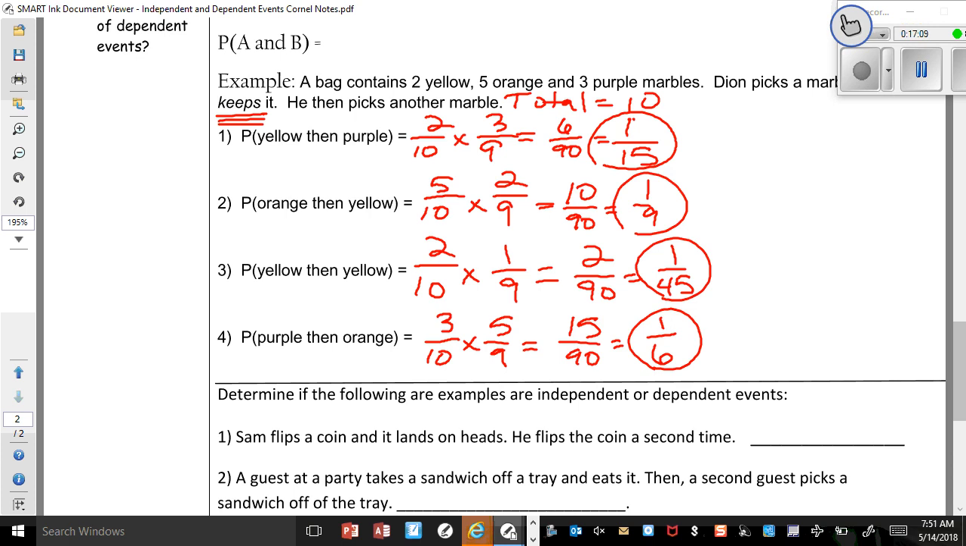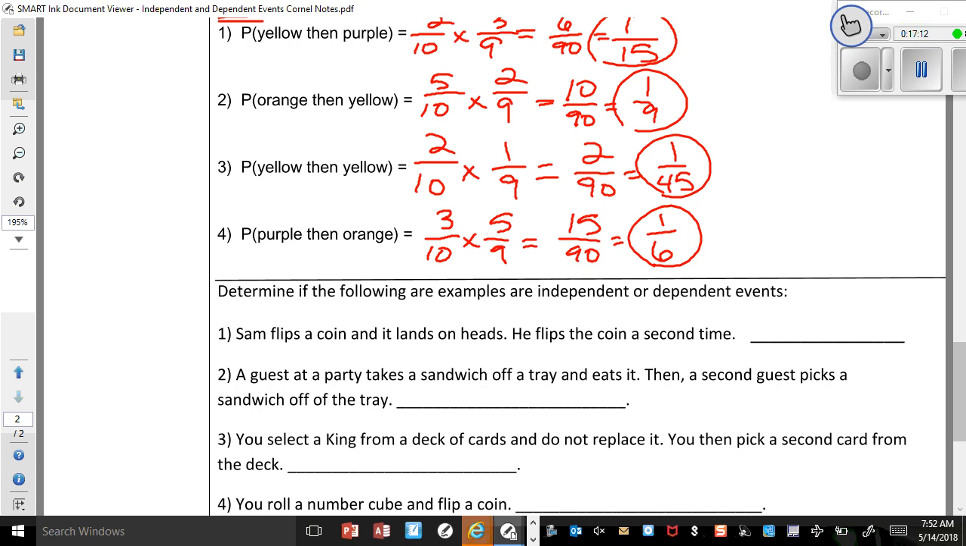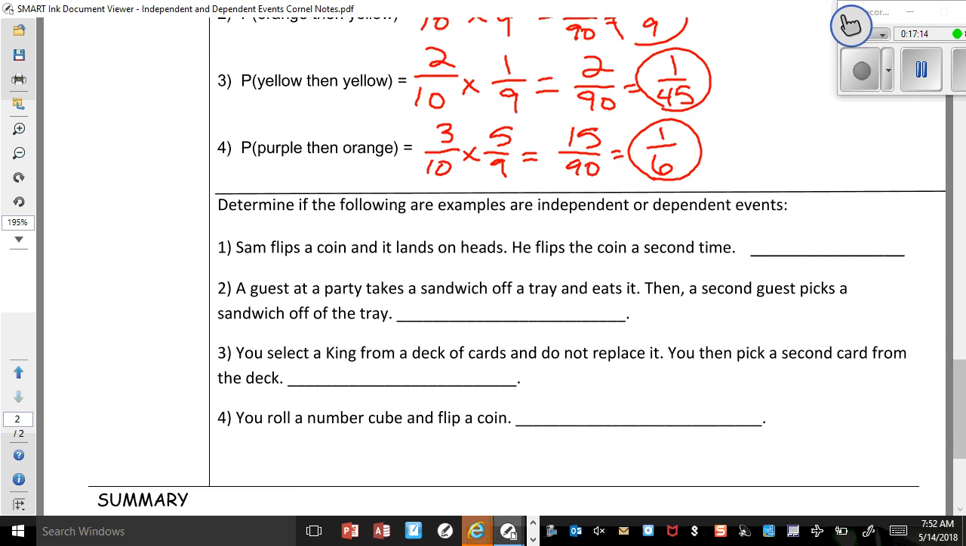What's another subject that you've learned this in? Not Math 7, but science, right? Do it all the time in science. Sam flips a coin and it lands on heads. He flips a second coin. Does what happens the second time, is that independent or dependent of what happened the first time? Independent. Can I just write I? Thank you. How about a guest at a party takes a sandwich off a tray and eats it? Then second guest picks a sandwich off the tray. Dependent, right? Because there's not as many sandwiches.